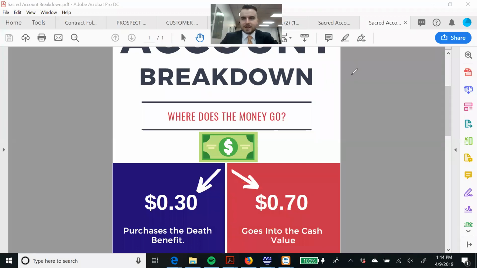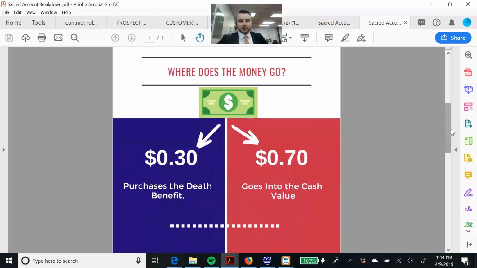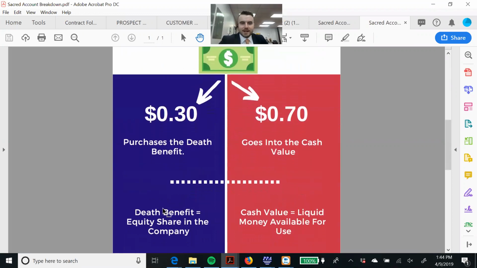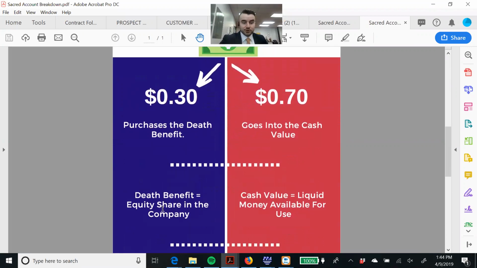If you put $1 in the sacred account, 30% of that dollar, or 30 cents on the dollar, is going to purchase your death benefit. Okay, it's going to purchase your death benefit, and essentially that money is going to be invested in actual death benefit in the company, which is treated like an equity share in the insurance company. So you own what's called a base death benefit in a whole life insurance policy. That base death benefit is treated by the whole life insurance company, which is a mutual company, like a share of ownership, meaning they're going to pay you dividends.